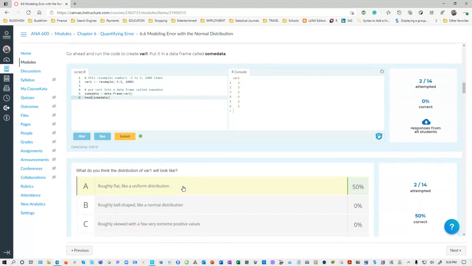Like a uniform distribution. Why is it uniform? Because this is like a population. A large number of data selected in that way. And then if you draw that histogram, see, the histogram of var1 data.